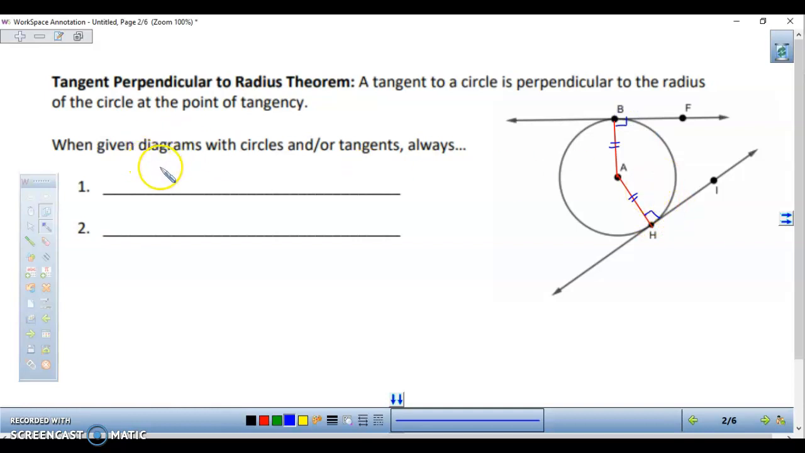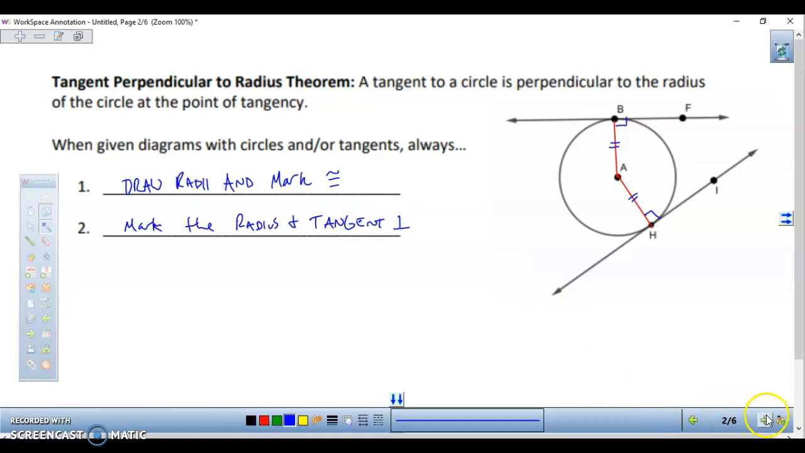So when given diagrams of circles and/or tangents, always draw radii and mark them congruent, and mark the radius and tangent perpendicular. Do that every time.